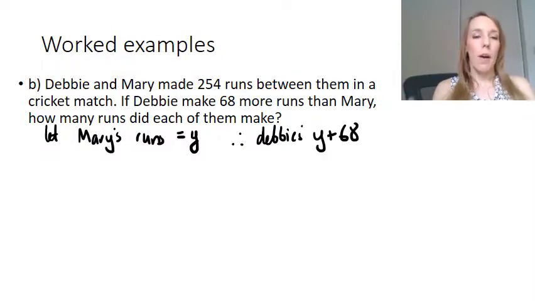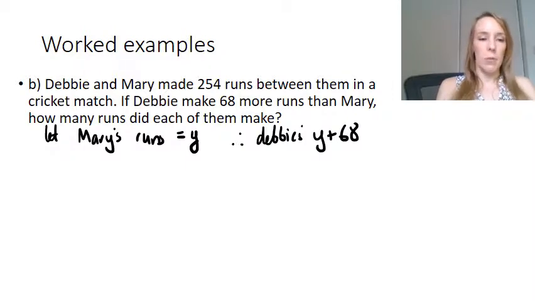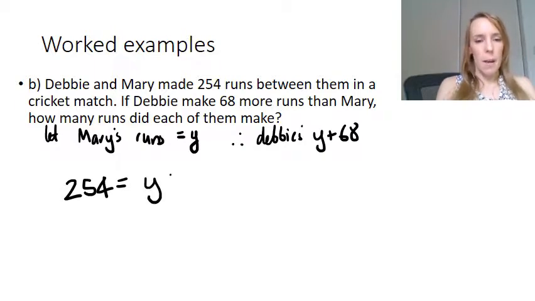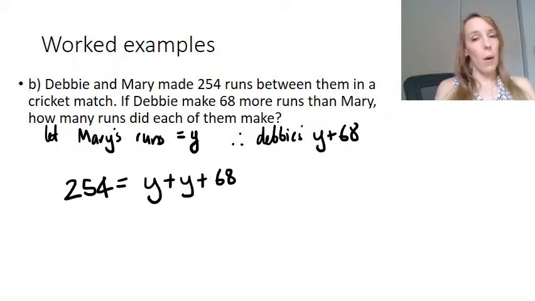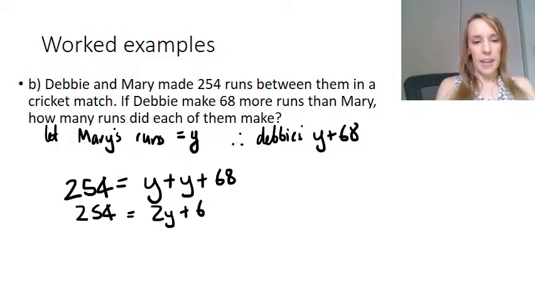So then we can write our equation. Debbie and Mary made 254 runs between them, so their total is 254. So 254 equals Mary's runs plus Debbie's runs. So we've got like terms there in our equation that we can add together. So y plus y equals 2y. So 2y plus 68 equals the total number of runs.